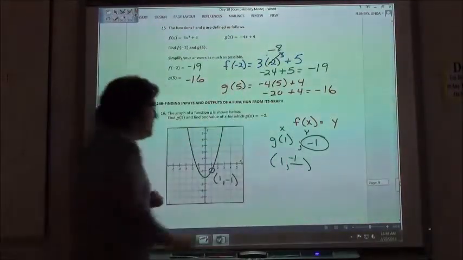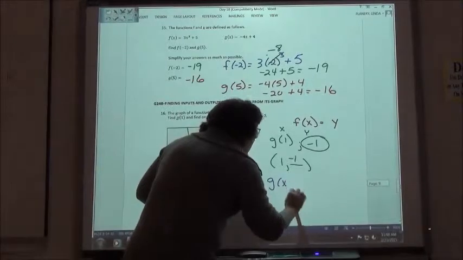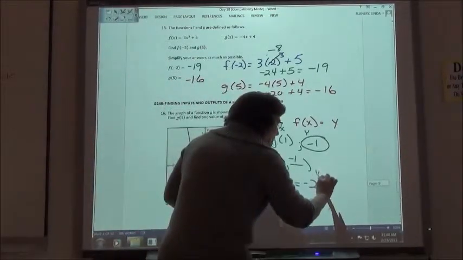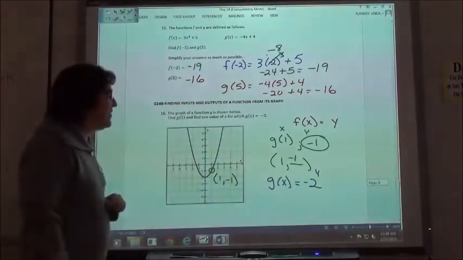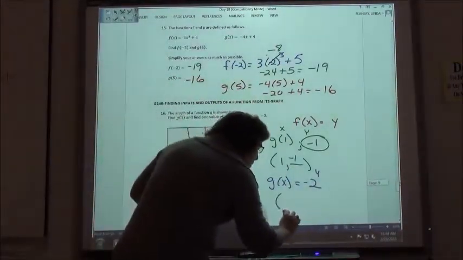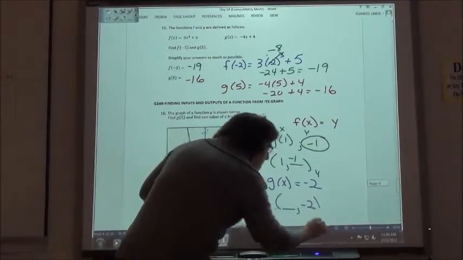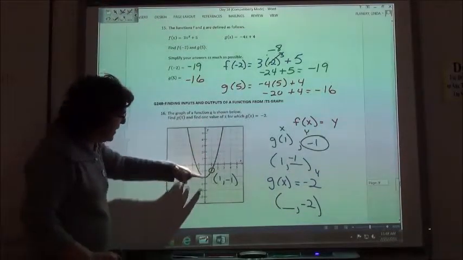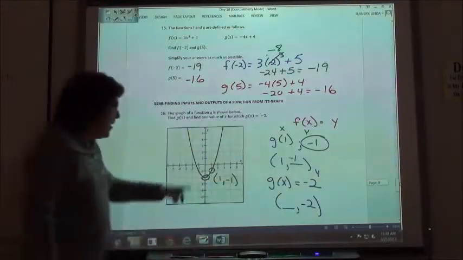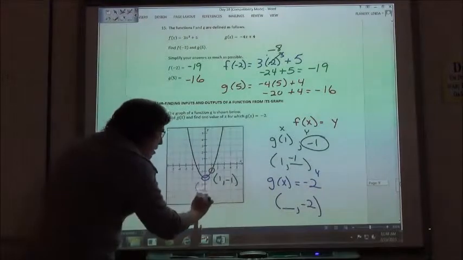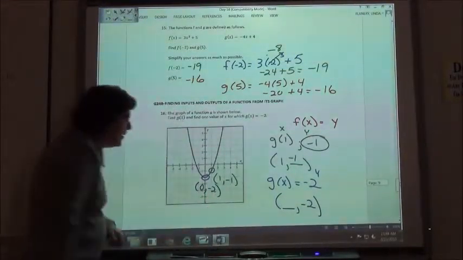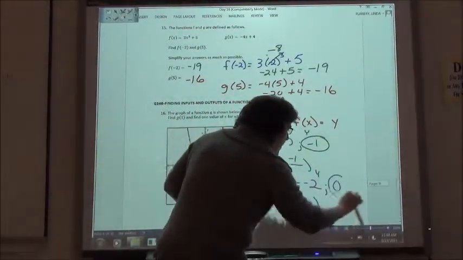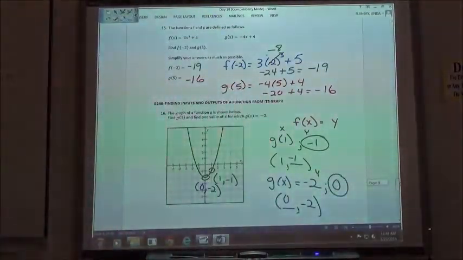Now, if I look at the second part, it says g of x equals -2. That tells me that the y value is -2, and I'm trying to find the x value. So I'm looking for the point where the x value is missing, but my y value is -2. So I look at my graph, y being -2 is this point right here. The coordinates of that point are 0, -2. So in this case, 0 is my corresponding x value.